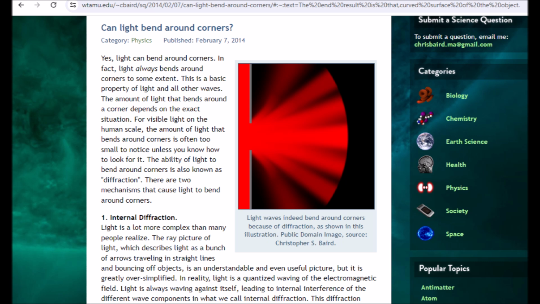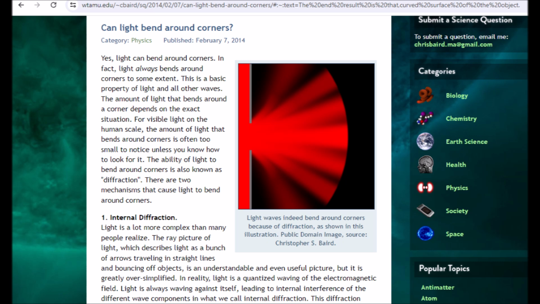Can light bend around corners? Yes, light can bend around corners. In fact, light always bends around corners to some extent. This is a basic property of light and all other waves. The amount of light that bends around a corner depends on the exact situation. For visible light on the human scale, the amount of light that bends around corners is often too small to notice unless you know how to look for it. The ability of light to bend around corners is also known as diffraction.